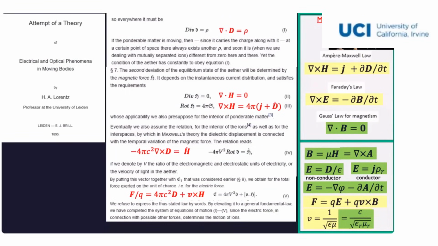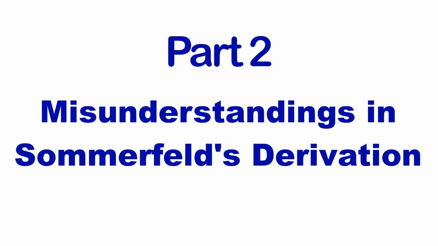Note that it wasn't as simple as that, because of course it wasn't. I explained it a bit in my talk at UC Irvine if you want more details. But what about Sommerfeld, who knew most of these things? That brings me to Part 2, Misunderstandings in Sommerfeld's derivation of the Poynting vector.